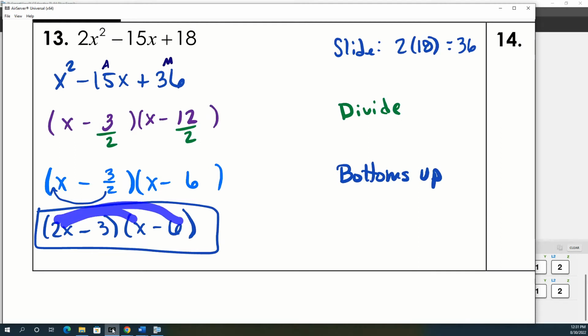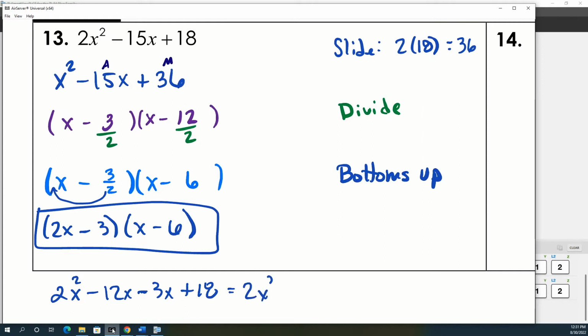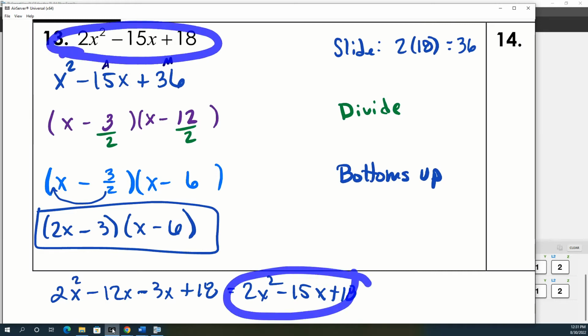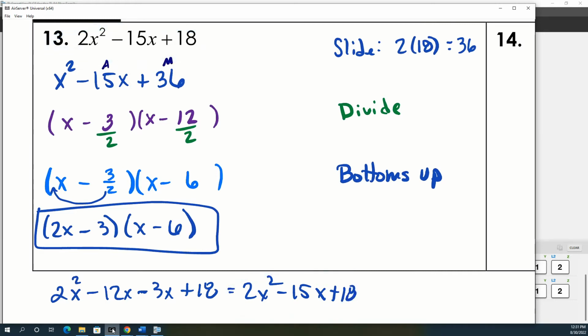I'm going to distribute the 2x. And then I'm going to distribute the -3. And then I'm going to combine my like terms. And that's it. It matches with what I wanted, so I factored it correctly.